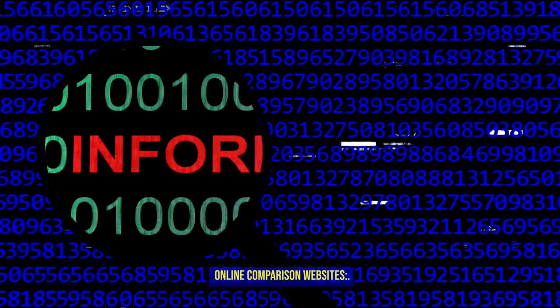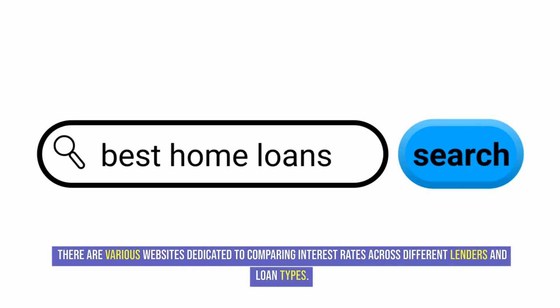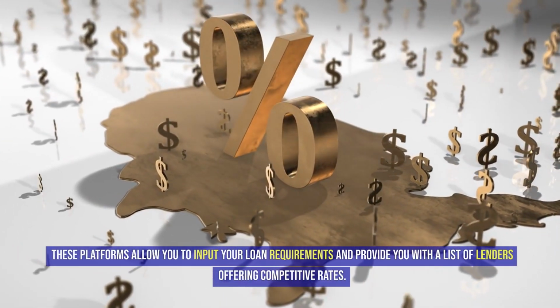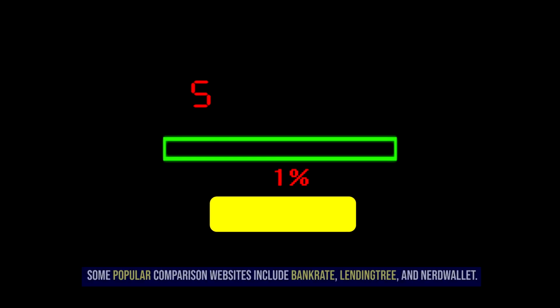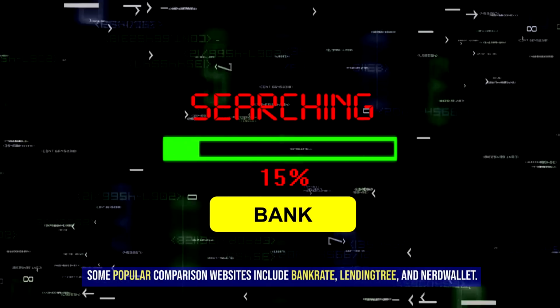Online comparison websites. There are various websites dedicated to comparing interest rates across different lenders and loan types. These platforms allow you to input your loan requirements and provide you with a list of lenders offering competitive rates. Some popular comparison websites include Bankrate, LendingTree, and NerdWallet.